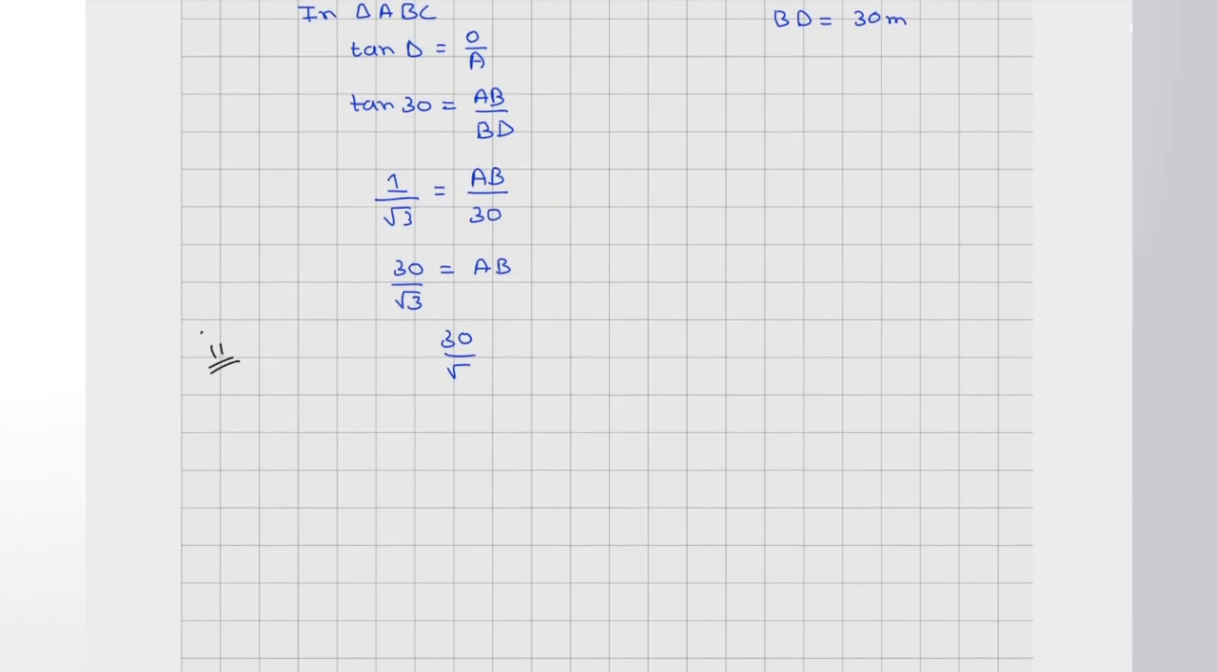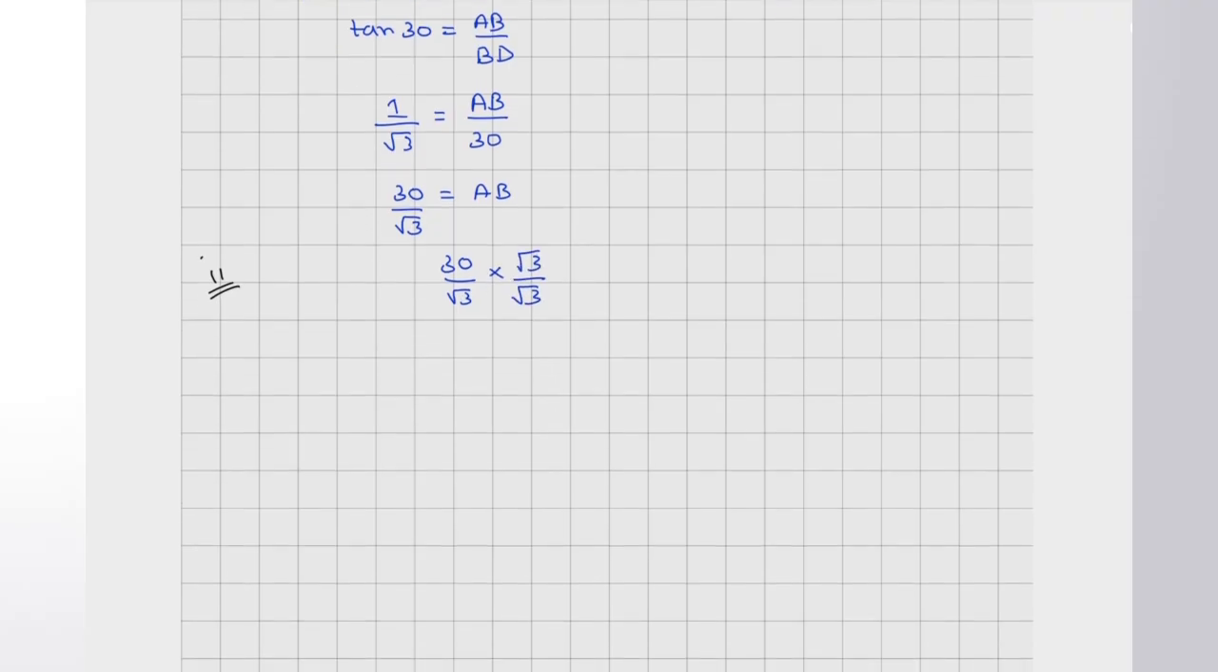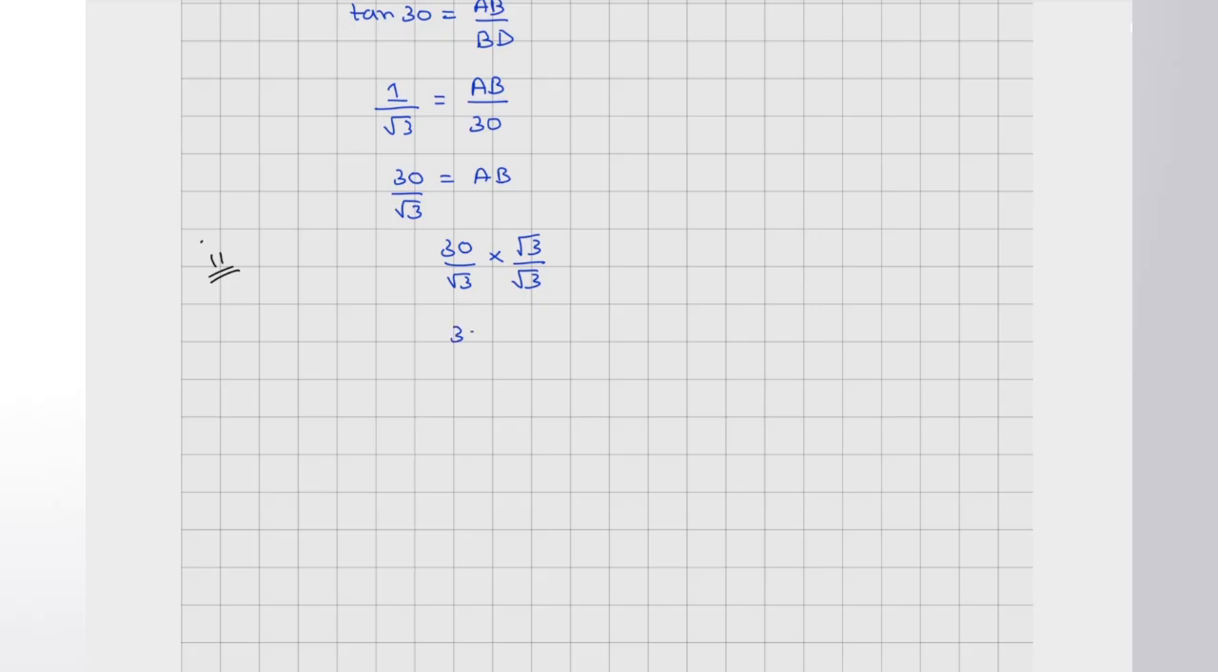30 root over 3 into root over 3 by root over 3, रैशनलाइज करना है हमें। So 30 root over 3 by 3, 10 root over 3, height of building, height of the building.